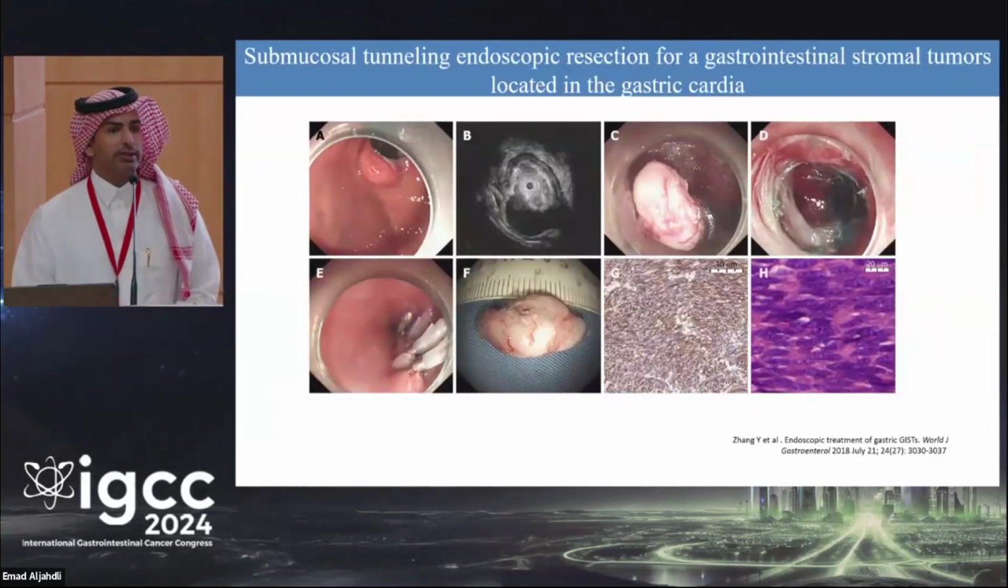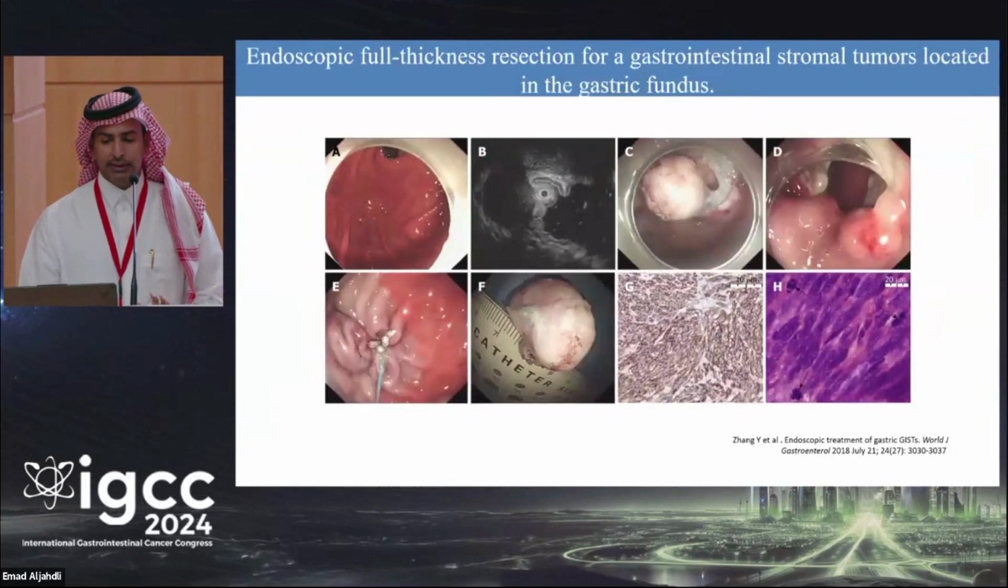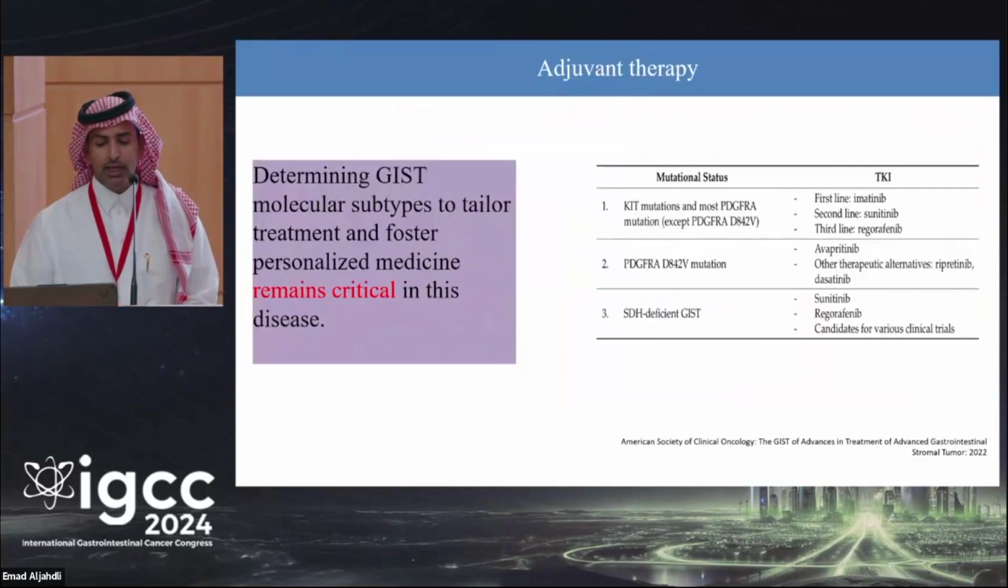The other procedure which was discussed by Dr. Shaima is the endoscopic tunneling procedures, and you can remove it easily based on the size and also the location, also full thickness resection that was discussed. There's a meta-analysis of 12 studies comparing laparoscopic wedge resection versus FTR, and they found similar complications, hospitalization, and recurrence rate, with similar 5-year free survival.